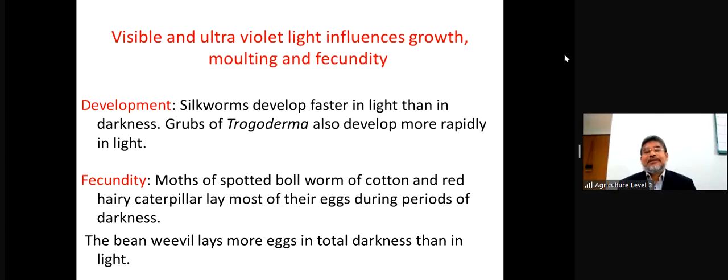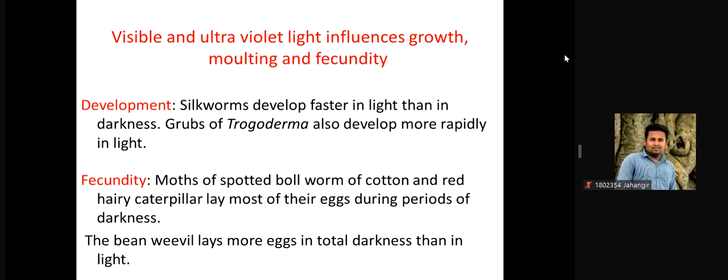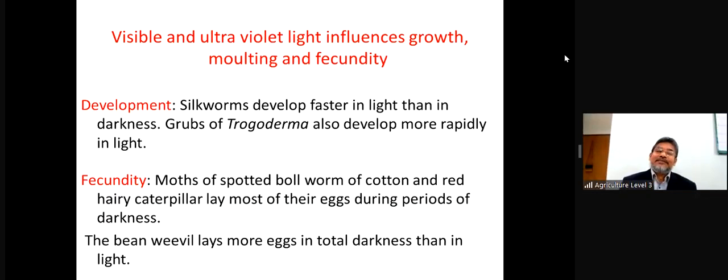Mainly the women, even the men, they wear many of these silk products, silk cloths. So silkworm is a very valuable insect. It produces silk, but we need to develop the silkworms. We need to take care of silkworms. So development of the silkworm will be faster in the light than in the darkness. Temperature will also affect the development. Definitely moderate temperature is necessary, but in addition to that, the development of the silkworm will be faster when there is a high or prolonged light period.